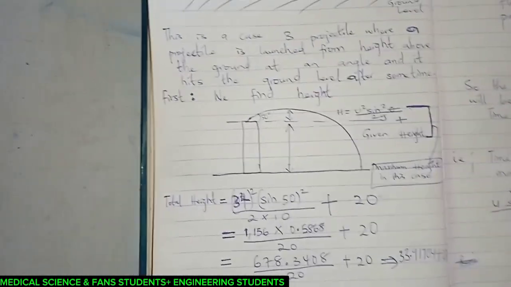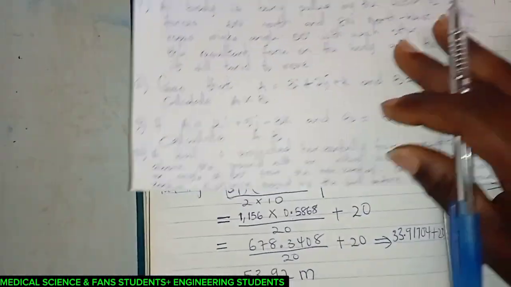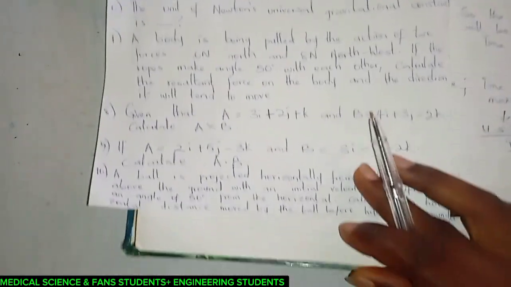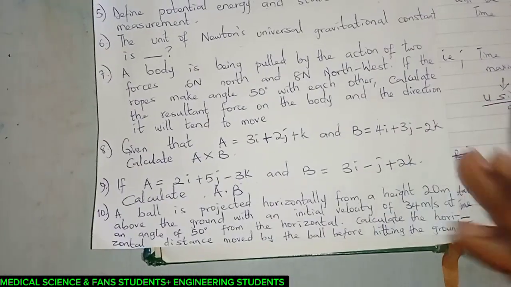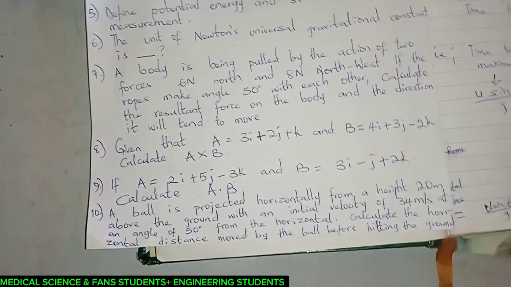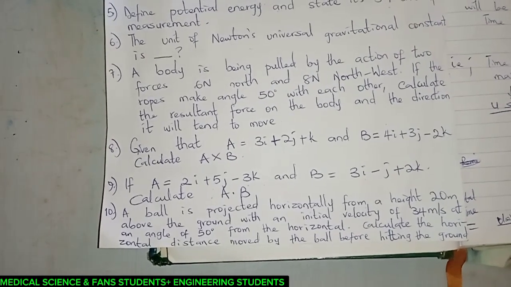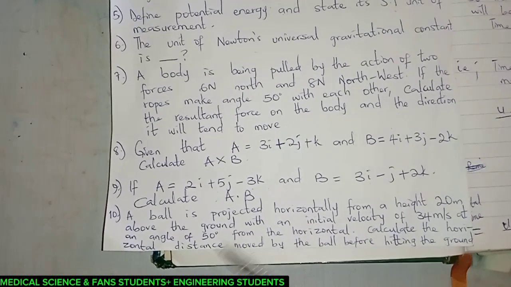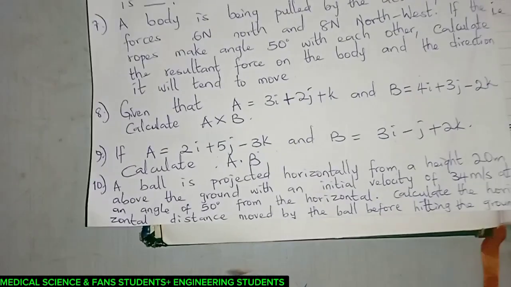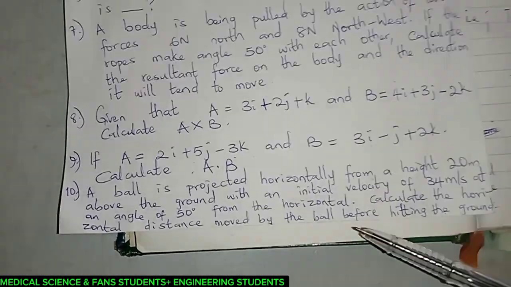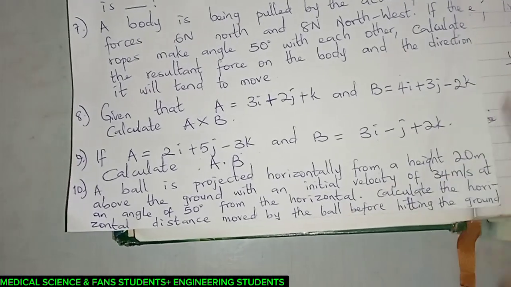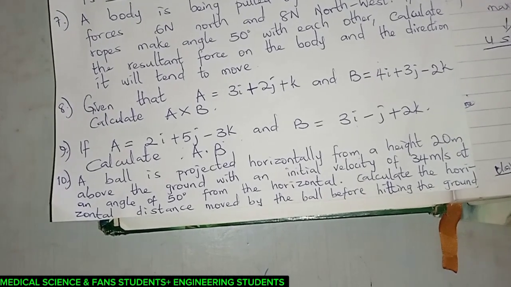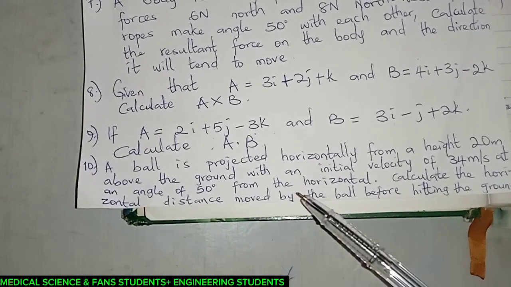Question number 10, this is it. They said a ball is projected horizontally from a height 20 meters above the ground with an initial velocity of 34 meters per second at an angle of 50 degrees from the horizontal. Calculate the horizontal distance moved by the ball before hitting the ground. That is, they are asking us to calculate range.